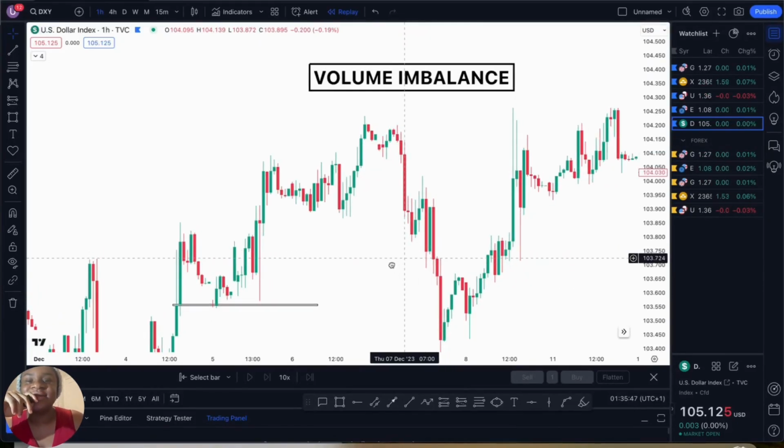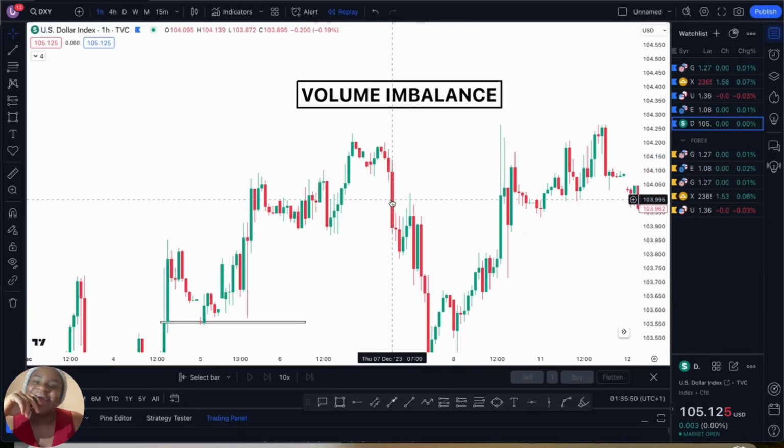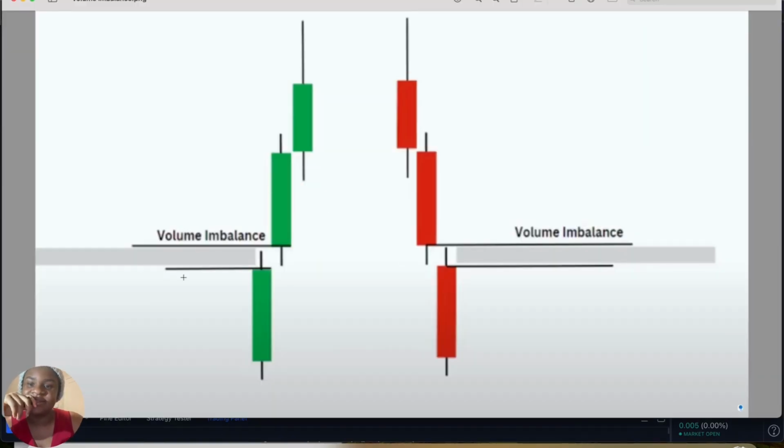So today's topic is volume imbalance. It's a topic that I would say not everybody knows about, but it's something that you can easily locate, but doesn't appear every time on the chart. I was able to find a diagram like this. It's called volume imbalance. This is how a volume imbalance looks.